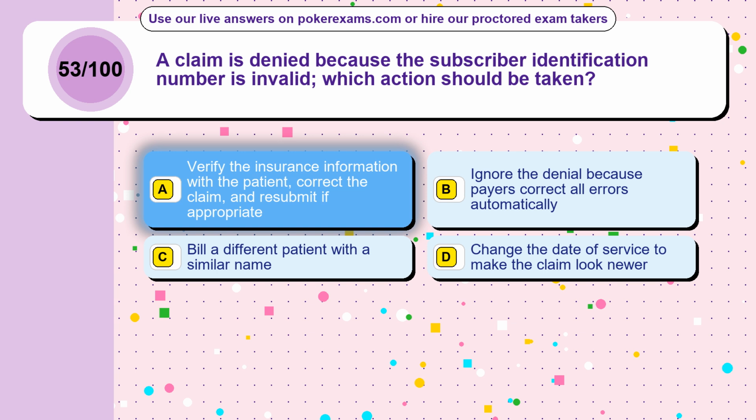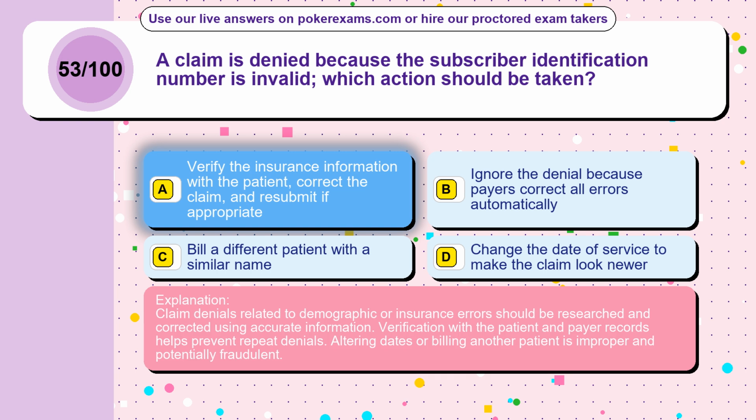The correct answer is option A. Verify the insurance information with the patient, correct the claim, and resubmit if appropriate. Claim denials related to demographic or insurance errors should be researched and corrected using accurate information. Verification with the patient and payer records helps prevent repeat denials. Altering dates or billing another patient is improper and potentially fraudulent.